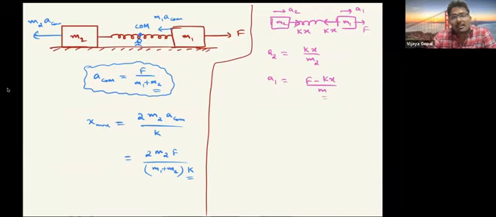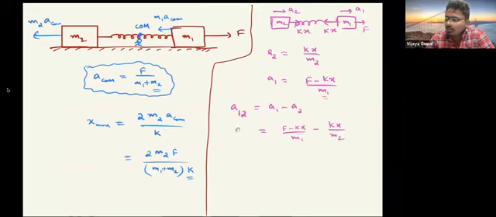Now, can I find relative acceleration or not? Acceleration of m1 with respect to m2, or acceleration of 2 with respect to 1. Acceleration of 1 with respect to 2: if I find a1 minus a2, what do you get, sir? a1 minus a2 is (F minus kx) by m1 minus kx by m2. Is it clear? This is the acceleration of 1, which I am calling the relative acceleration.